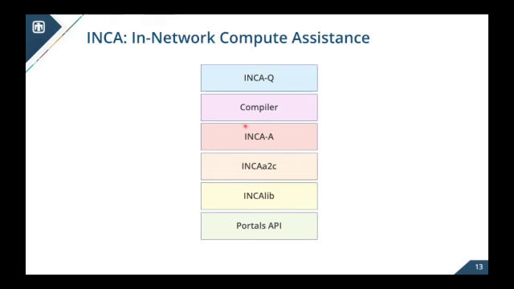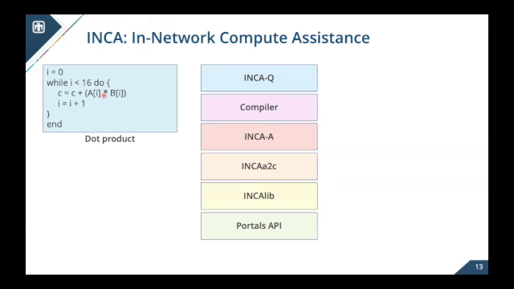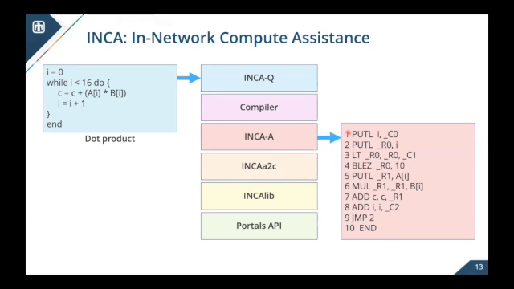And then on the top side, we have a higher level language we call Inca Q and a compiler that'll generate Inca A code. So you can actually code something like this, which is a 16-element dot product, feed it into the compiler, and out comes Inca A code to perform that. And then these can all be translated down into Portals API calls and executed, for example, on an extended version of the Portals reference implementation.